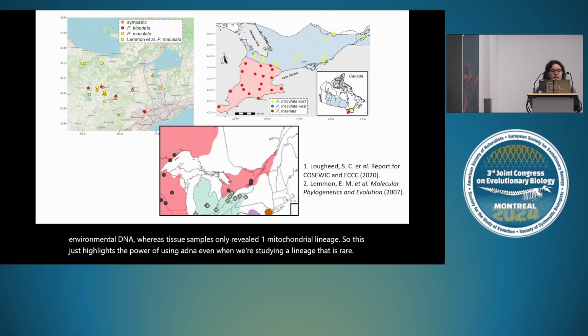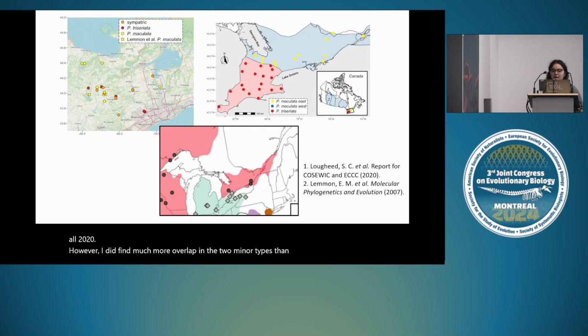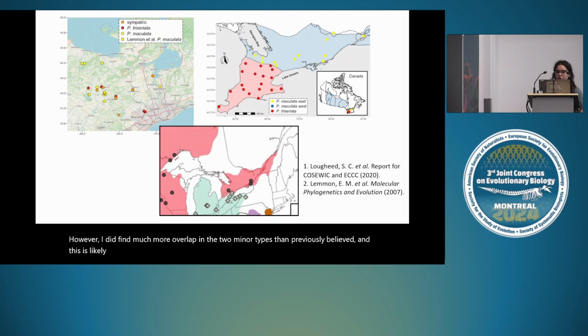The location of the contact zone is broadly in line with what I would expect from Lockheed et al. 2020. However, I did find much more overlap in the two mitotypes than previously believed. And this is likely due to sampling effort. In the 2020 Lockheed et al. report, each location is only one frog, so there might have been some diversity that we're missing.